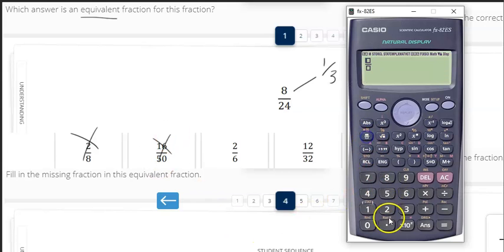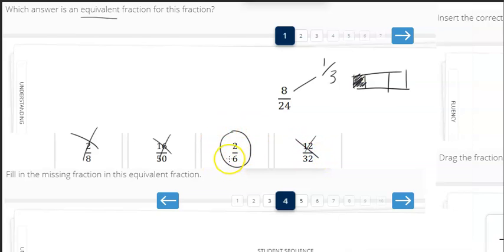2/6, this is 1/3, and just to double check, 12/32 is 3/8, so it can't be this one. So this one here has to be our answer, and this is just implying that 8/24 or 1/3 is also the same as 2/6, because it's again the same as 1/3.